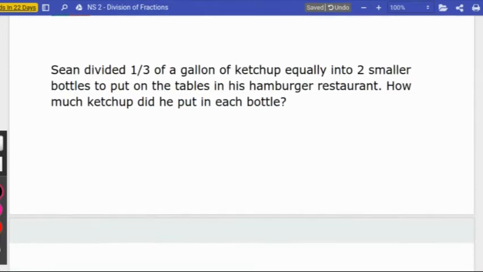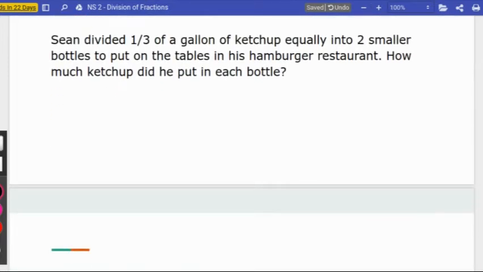Let's try another one. Sean divided 1/3 of a gallon of ketchup equally into 2 smaller bottles to put on the tables in his hamburger restaurant. How much ketchup did he put in each bottle? So I asked myself, how much ketchup did he start with? It says he divided up 1/3 of a gallon. So he started with 1/3 of a gallon and he divided that up equally among the 2 bottles.